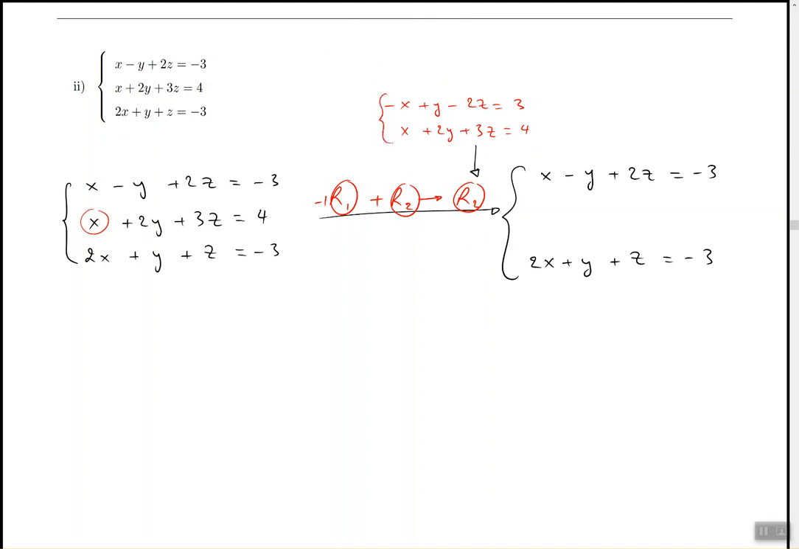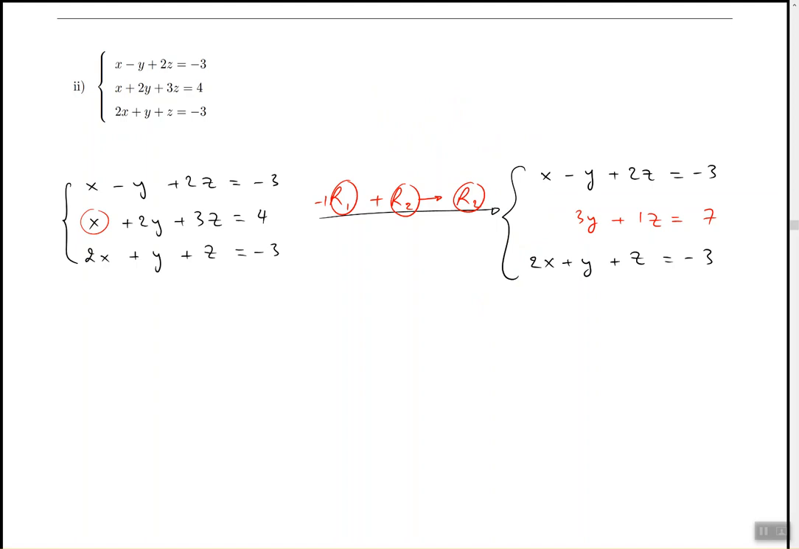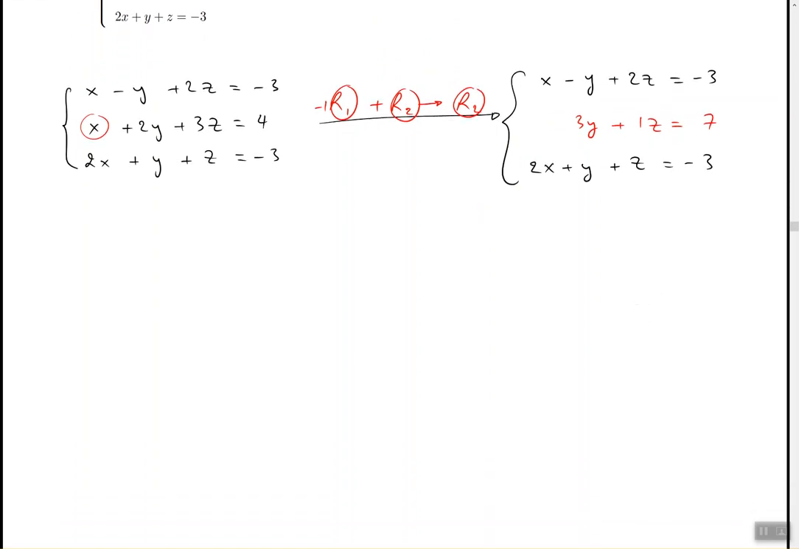So if I do it mentally, what do I get? The x's go away. 2y plus 1y is going to be 3y. And then negative 2z plus 3z is going to be 1z. And then finally, 3 plus 4 is going to be 7. Typically speaking, this stuff gets deleted at the end. We don't need it. So now you can see my system looks a little bit better. The middle equation is missing the letter x. So next we want to focus on removing the 2x. How can we remove the 2x?